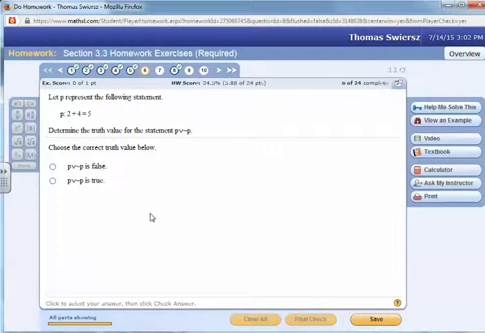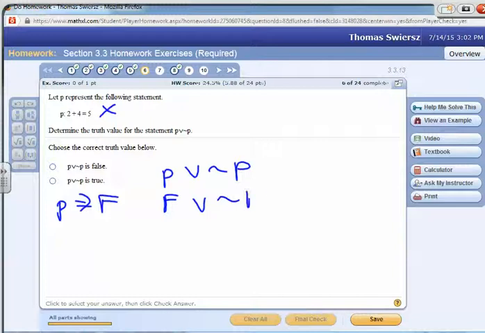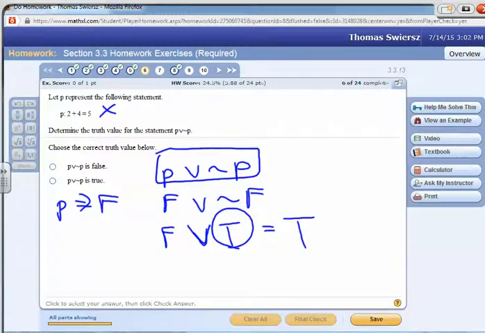Okay. Determine P or not P. So we only have one statement here. 2 plus 4 equals 5, which we know is absolutely false. So P has truth value false. So we have P or not P. P is false, or not P, the negation of false, which is true. So false or true. Now this is a disjunction. One of the statements is true, so for a disjunction it is true. It's only false when both are false. So false or true is actually a true statement. So the entire statement P or not P is going to be a true statement.